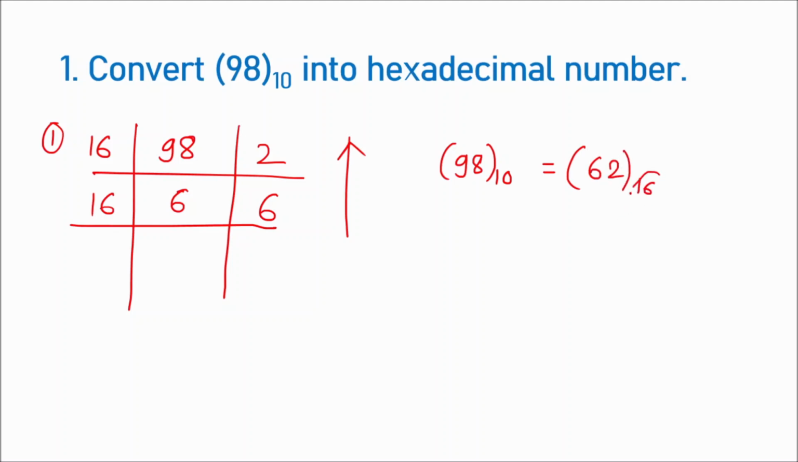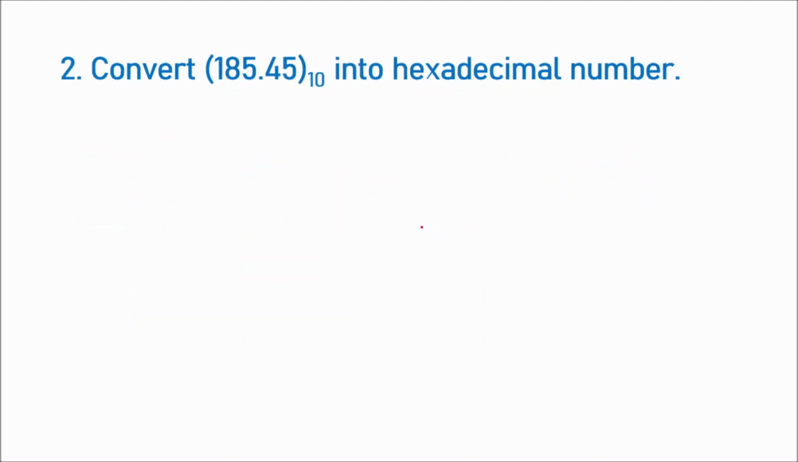Now here hexadecimal is represented by 16. Decimal is represented by 10. Binary is by 2. Octal is by 8. Now we'll take another example. Here we are converting 185.45 decimal into a hexadecimal number.